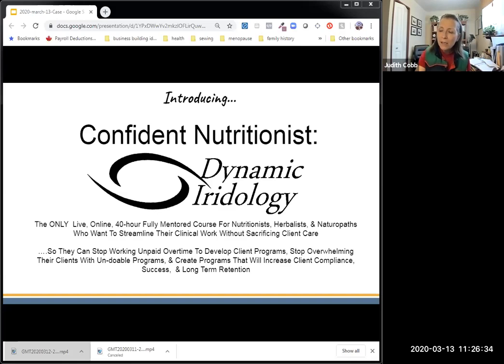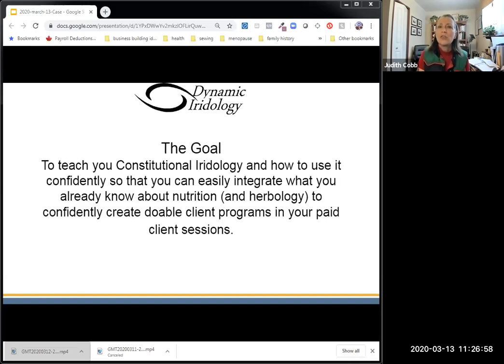It is designed to help you do what you've just seen today, and that is streamline clinical work so that you can actually create your client protocols right in your client sessions, right? Too many holistic practitioners spend their own time after hours writing client protocols, and they donate way too much time to their clients, which sounds maybe bad, but not really.